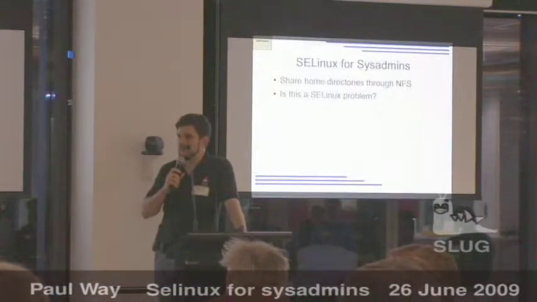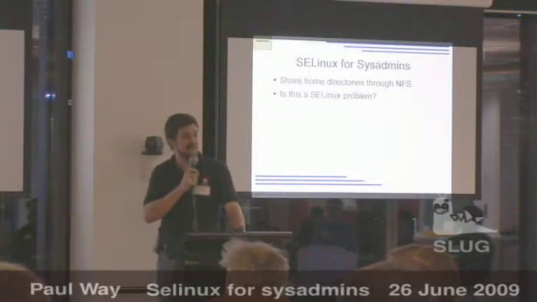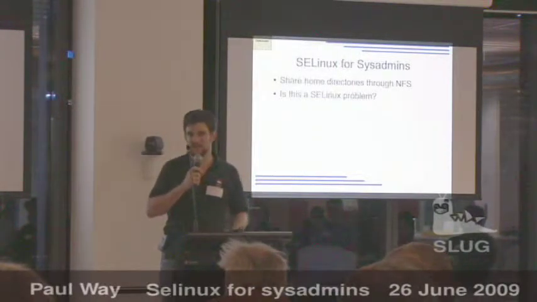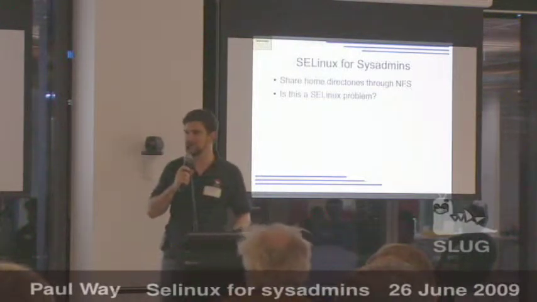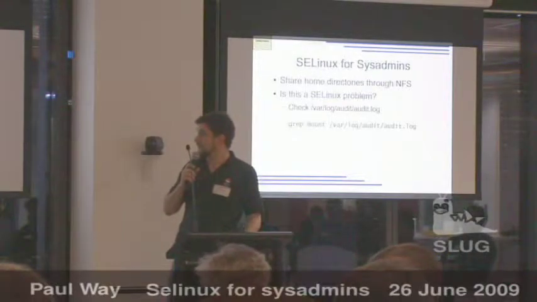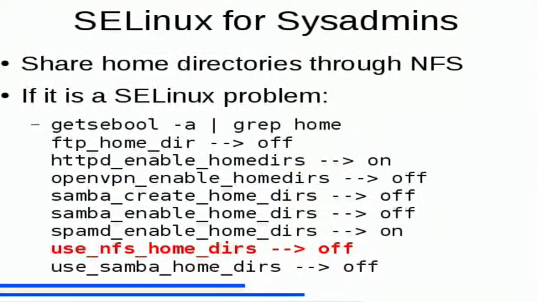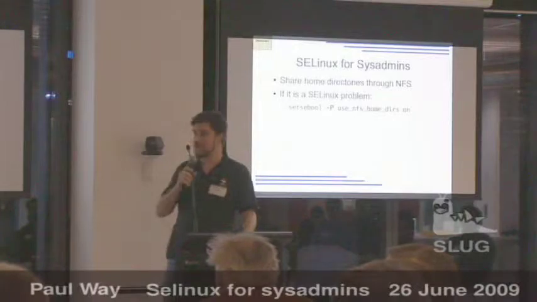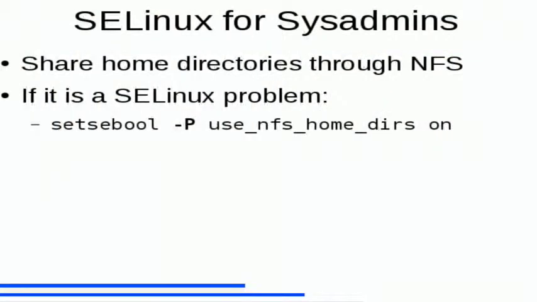So the first question we really have to ask ourselves is: is this actually an SELinux problem? Has SELinux caused this? It could be any number of things. It could be home has the wrong permissions, or you're in the wrong network or something like that. So this is where checking the audit log is a really good thing to do. If it is an SELinux problem, then as I covered with the SELinux booleans, if you look for home, we see there's this useful use_nfs_home_dirs at the bottom that's off currently, and we want to turn it on. We use the -P flag so that it is remembered over a reboot. And there's your real world example using booleans.